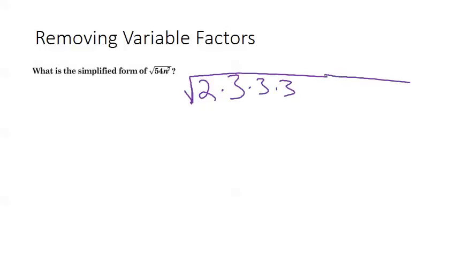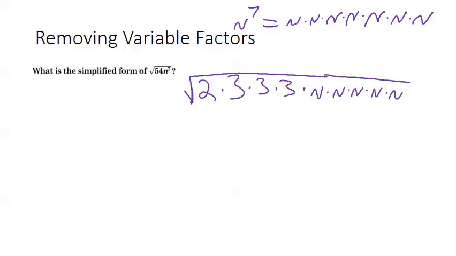Now, hopefully you know that n to the 7th power is n times n times n times n times n times n times n. 7 n's, right? So we're going to write that. N times n times n times n times n times n times n. This is definitely the long way, as you can see. But let's look for some pairs. 3 and 3, that's a pair. N and n, n and n, n and n. We got 3 pairs of n's.